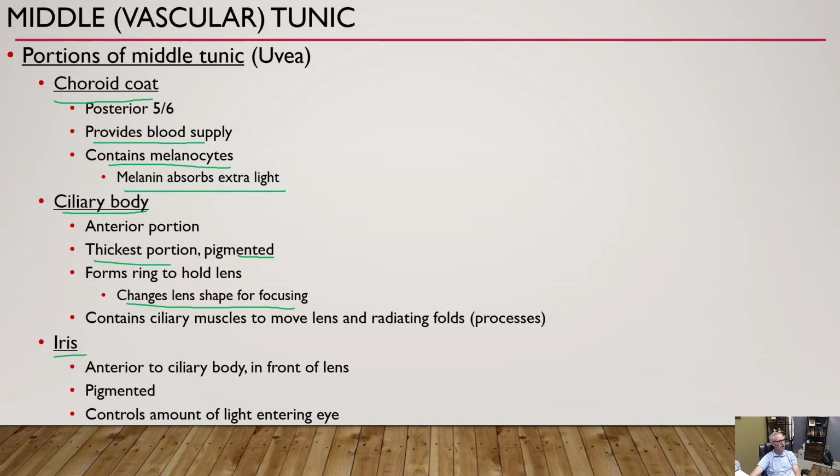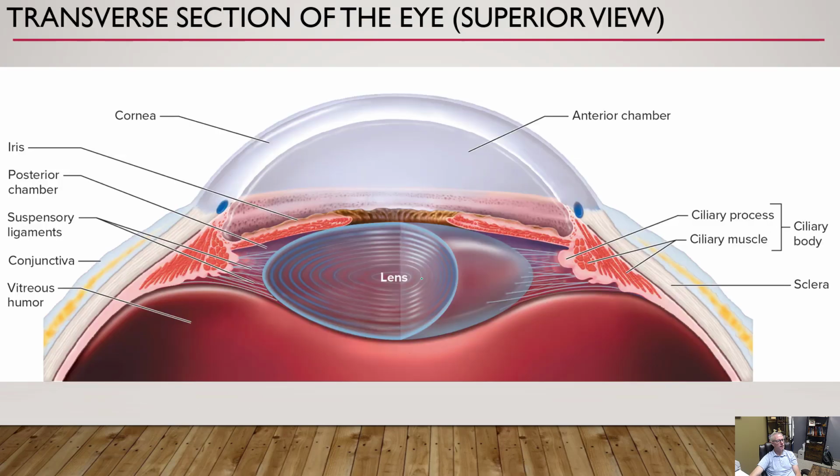We also have the iris. That's the pigmented portion. So you have blue eyes, you have brown eyes. It's anterior to the ciliary body, so it's in front of the lens. It helps control the amount of light entering the eye. So here you can see this ciliary body right here.